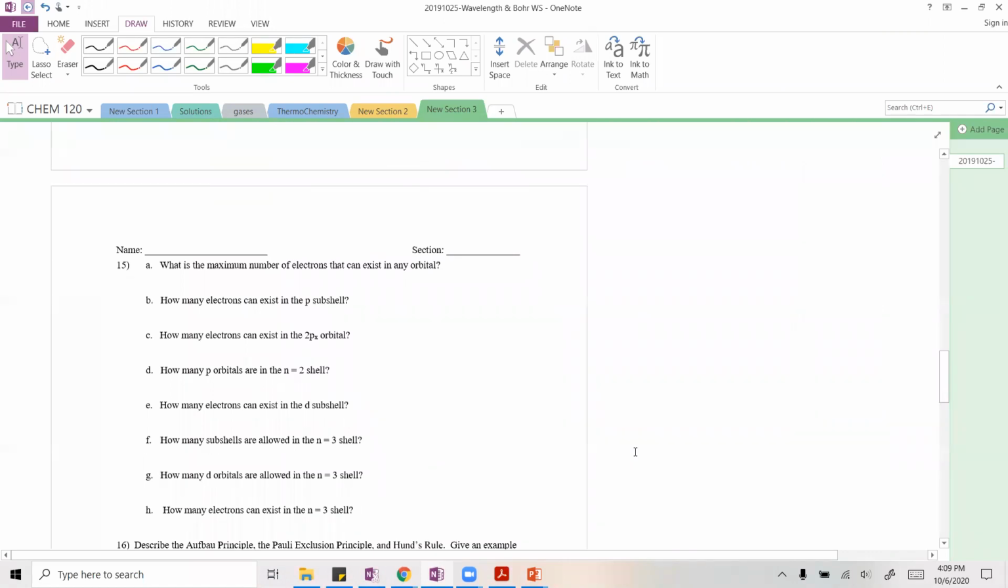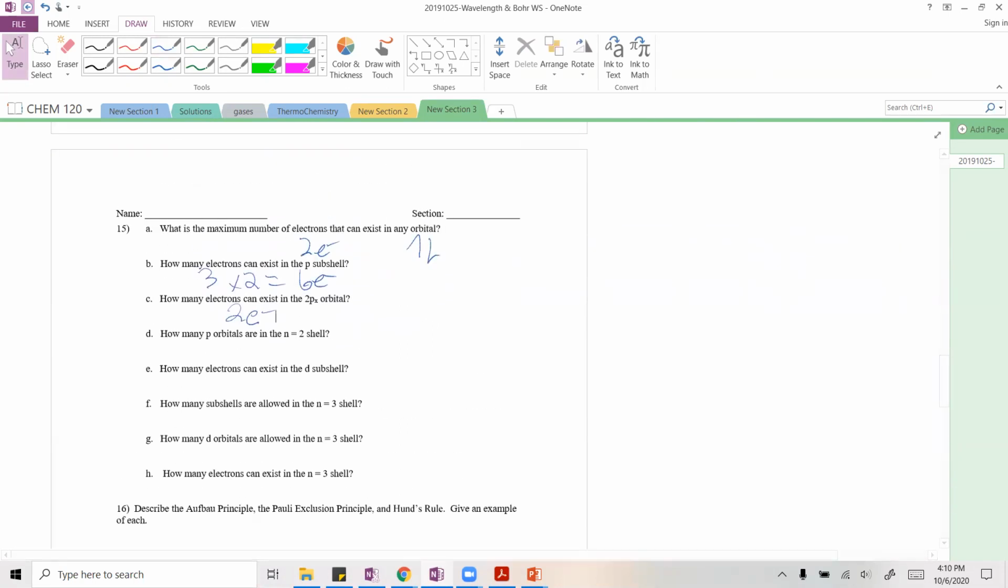So now we have to fill in the maximum number of electrons that can exist in each of those orbitals. The maximum number in any orbital is 2. There's always a spin up and a spin down. That's the most we can fit. How many electrons can exist in the p orbital? We have 3 orbitals there, and each one can fit 2, so that's a total of 6 electrons. How many electrons can exist in 2px? That's a specific orientation, so that orbital can only contain 2.